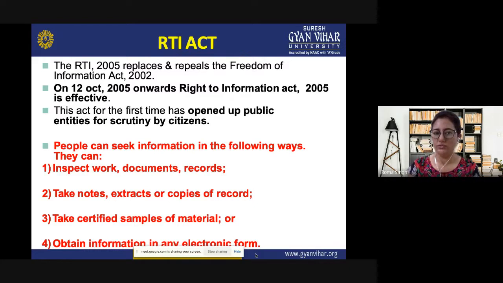They can take down the notes, extracts, or copies of the records. They can get the photocopies of the records also. They can take certified samples of material if they want. They can obtain information in any electronic form. So nowadays, because of the digitization of everything, the government has digitized their platforms in every department. So mostly all information is tried to be given on those platforms. And we can file RTI through online mode also. So we can get the information in electronic form also.